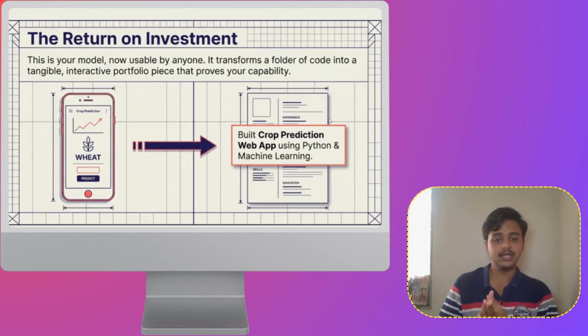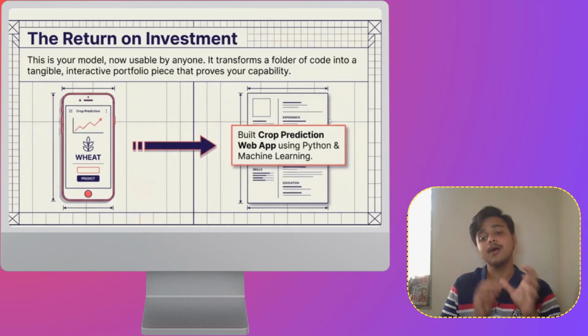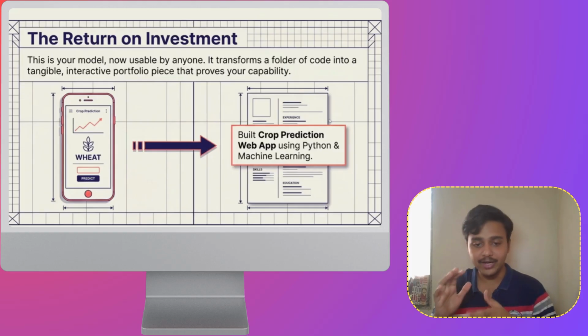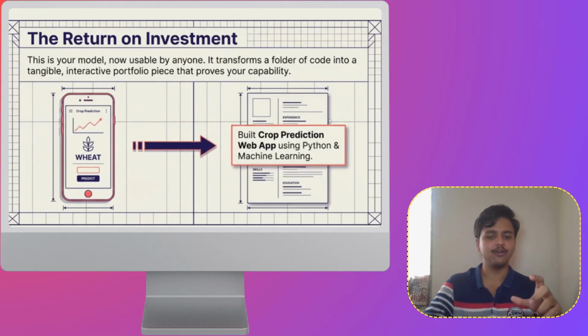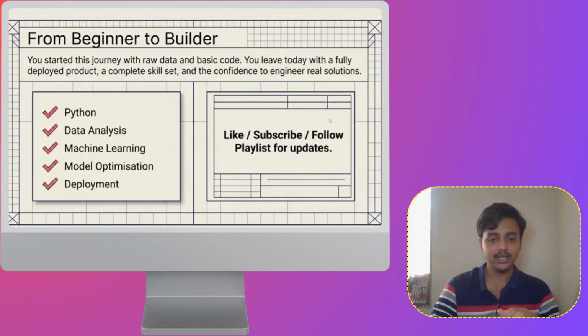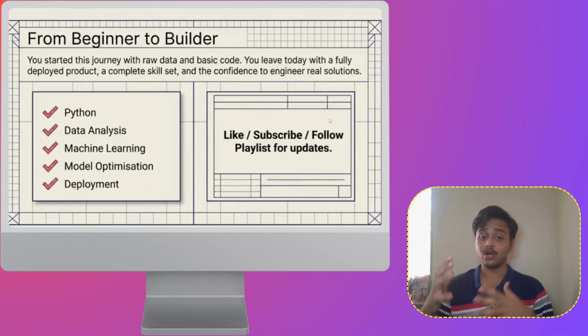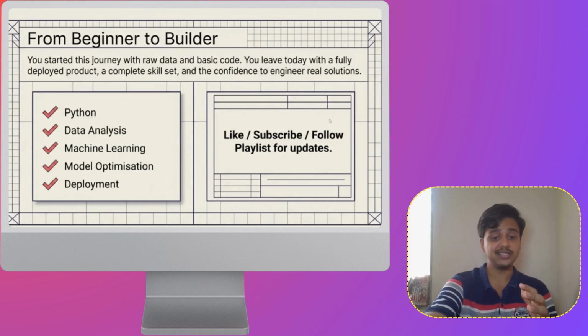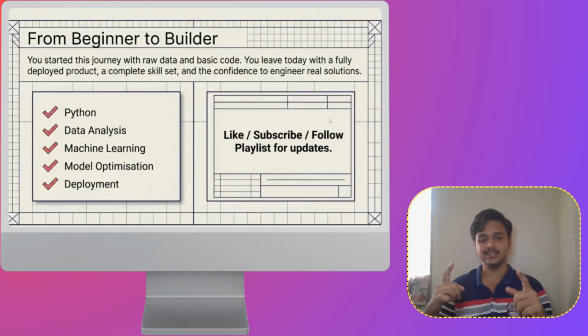Now, this is where everything changes. Your code becomes a portfolio project. Build a prediction web app. This looks powerful, right? That's the power of data analysis. So let me say this clearly. You started the journey with raw data. You built a complete system. You came here as beginners and you leave as builders.